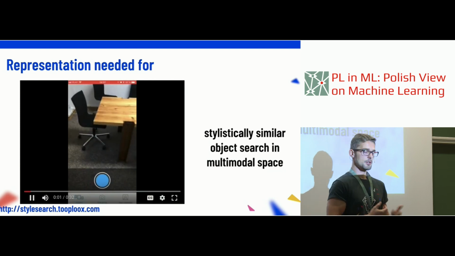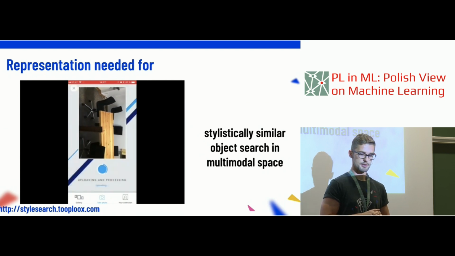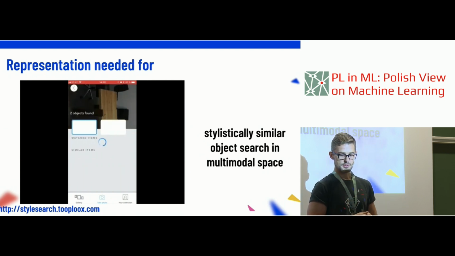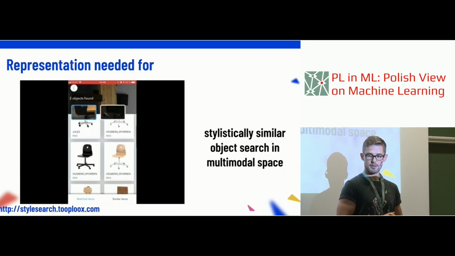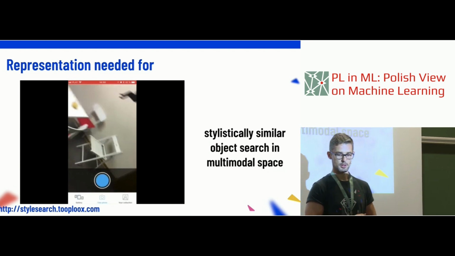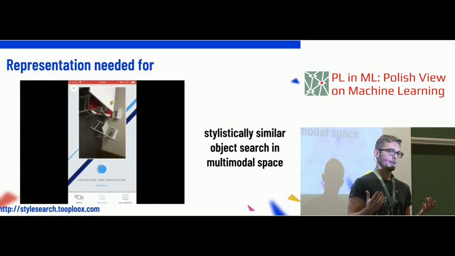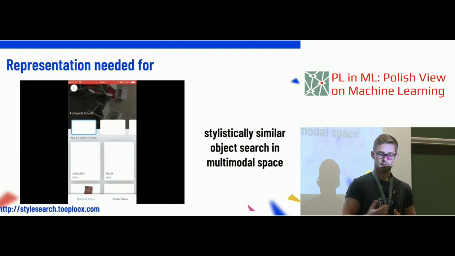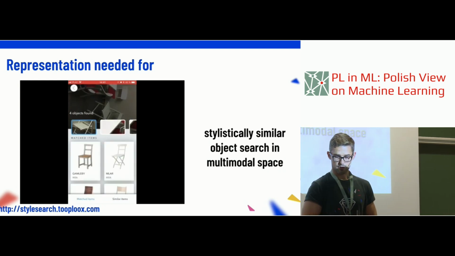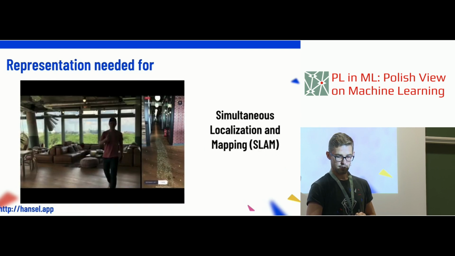So what other applications is representation learning useful for? Stylistically similar visual search, and that's part of the work that you might have seen before. It's style search developed at Tooploox, where we basically look for similar images, both in terms of style and visual similarity. This is a mobile app that you can test through the website as well.